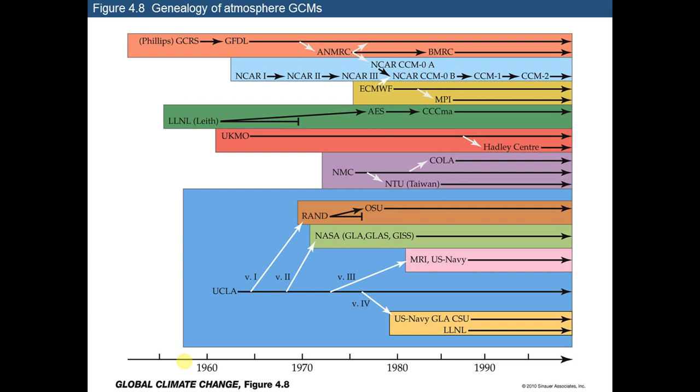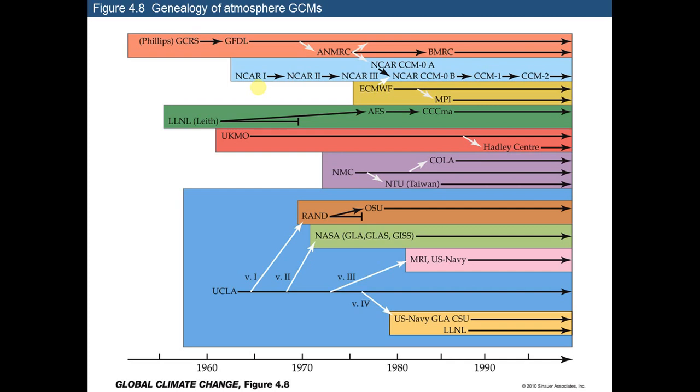And of these atmospheric global climate models, you see how the UCLA one had a lot of influence on other climate models. For example, the RAND climate model began after being influenced by the UCLA version 1 model. The UCLA version 2 global climate model had a major influence on the development of NASA's global climate models. And you see different agencies that have climate models. The Navy has climate models. Lawrence Livermore National Laboratory does. The National Center for Atmospheric Research in Boulder, Colorado has climate models.